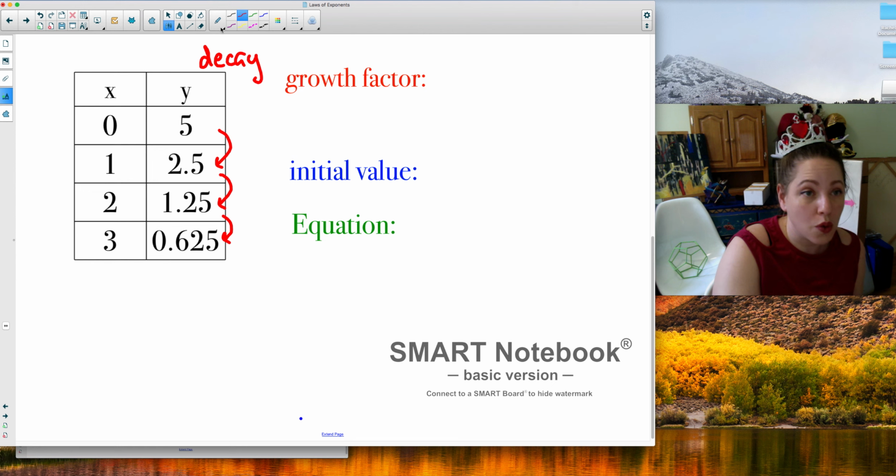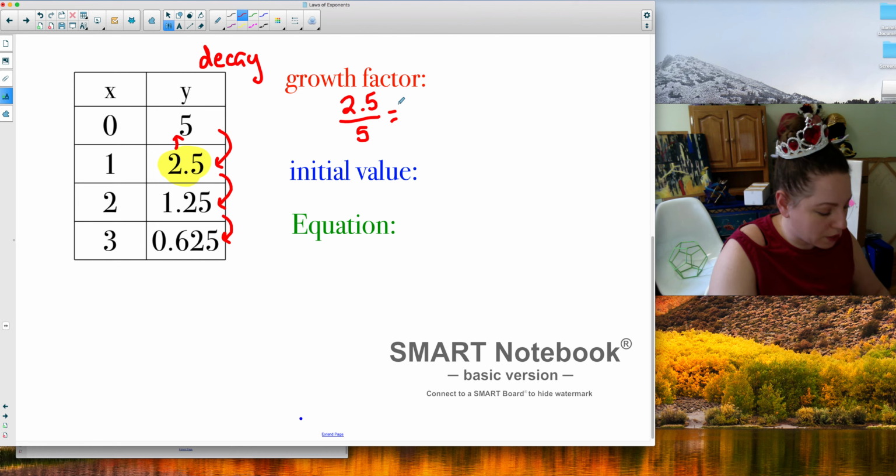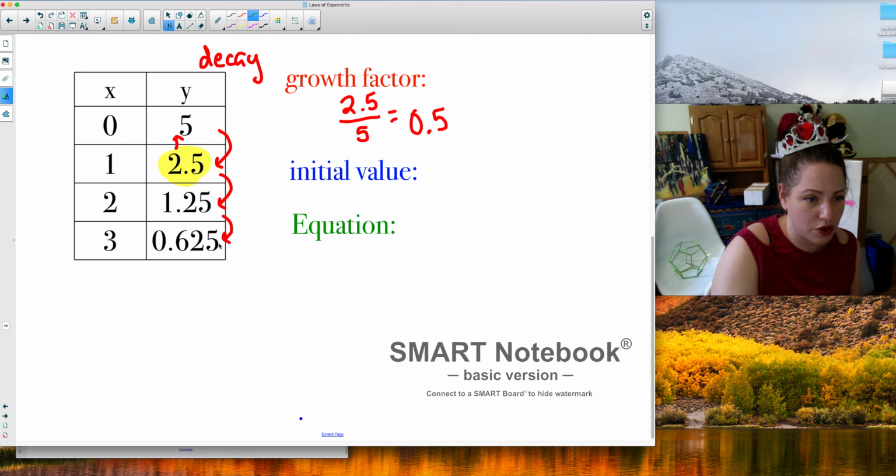So again, we're going to take our y2, okay, and just divide it by the number that came before it. So I'm going to take 2.5 and divide it by 5. And I put that in my calculator, 2.5 divided by 5, and it gives me 0.5. I'm just going to check with another one, because remember, you can do this with any of them. So I'm going to take another one.